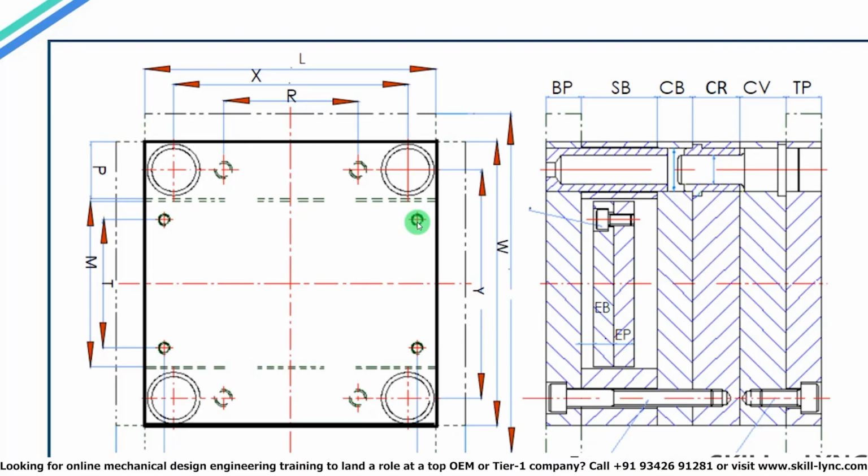All the parts which we will be looking at in the mold design have some standard sizes. All the dimensions are selected based on the available standards. Here on the right, BP stands for the bottom plate, SB is the spacer block, CB is the core back plate.